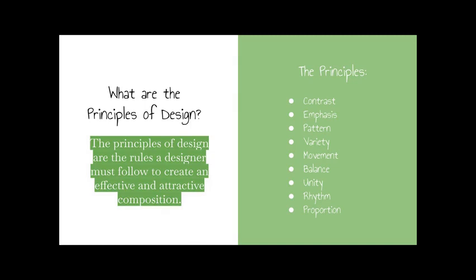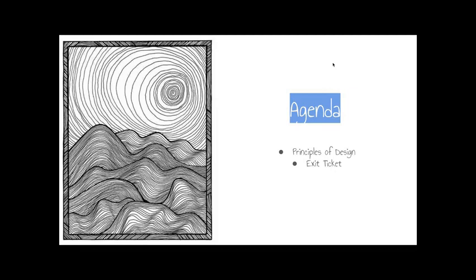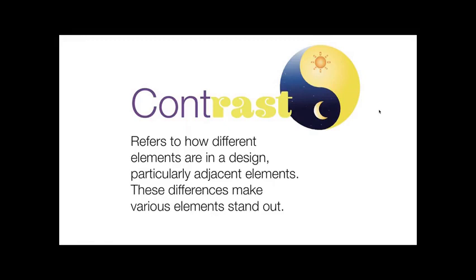So, there are several different principles here. We have contrast, emphasis, pattern, variety, movement, balance, unity, rhythm, and proportion. Now, we are going to dive deeper into all of these art terms today. And then, like I said, we're going to check your knowledge a bit here and there throughout the presentation. And then at the end, we're going to answer an exit ticket. And then that's going to lead us into applying what we learned to our art assignment. So on the agenda, again, we're going over the different principles and then we're going to answer the exit ticket.